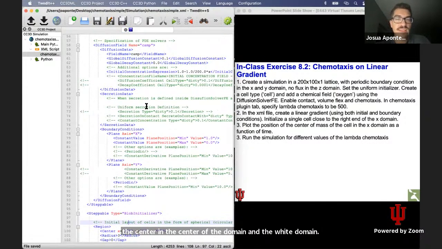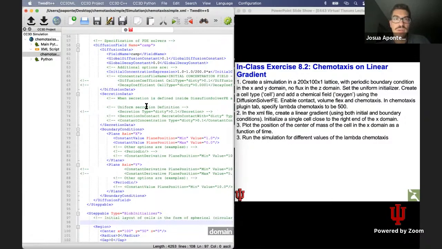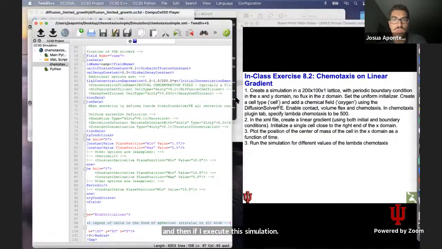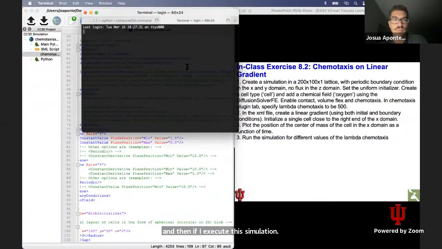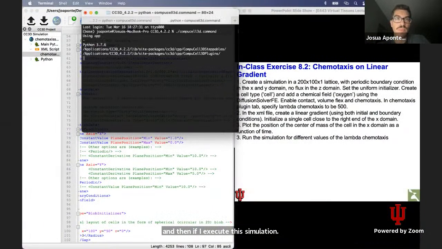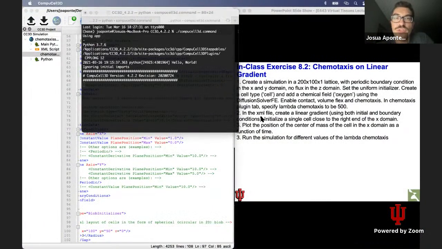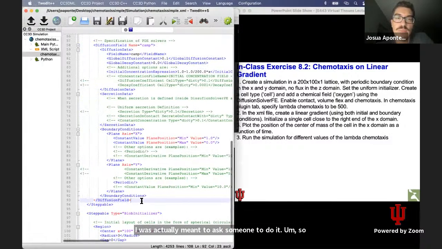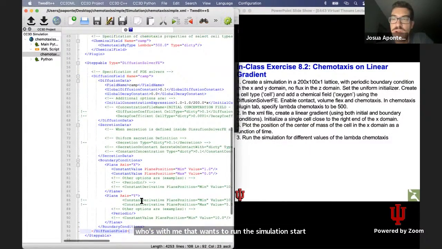And then if I execute this simulation, I was actually meant to ask someone to do it. So who's with me that wants to run the simulation? It's not extremely complicated, what we've done so far.